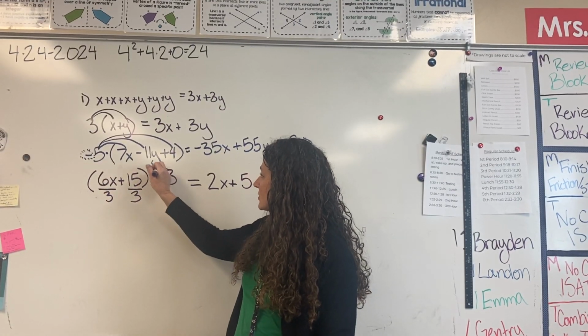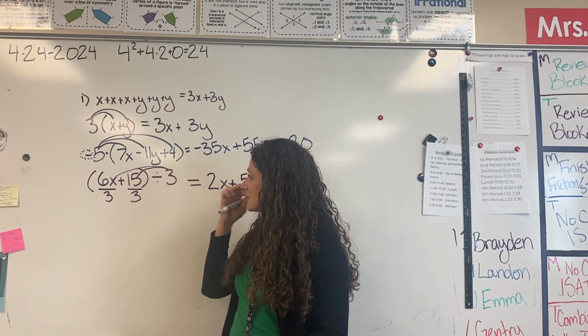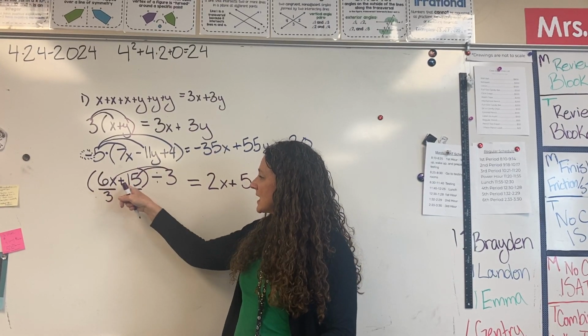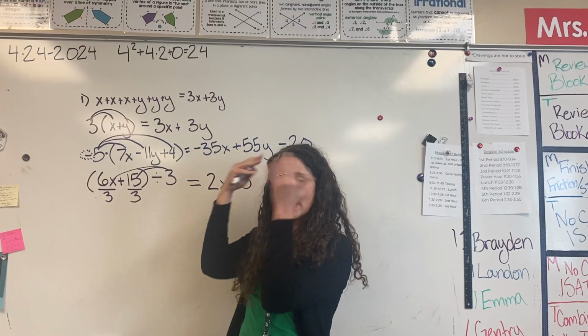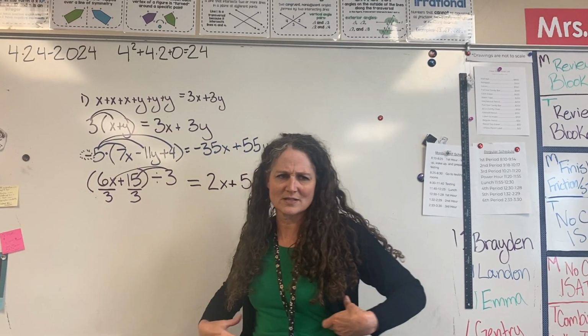Now, I could do rainbows like that and do 6x divided by 3 and do 15 divided by 3. It just doesn't look right for me. I like it better that way. That's just kind of how my brain works. If your brain works like this, that's fine. I'm going to take my sweater off because I am warm.